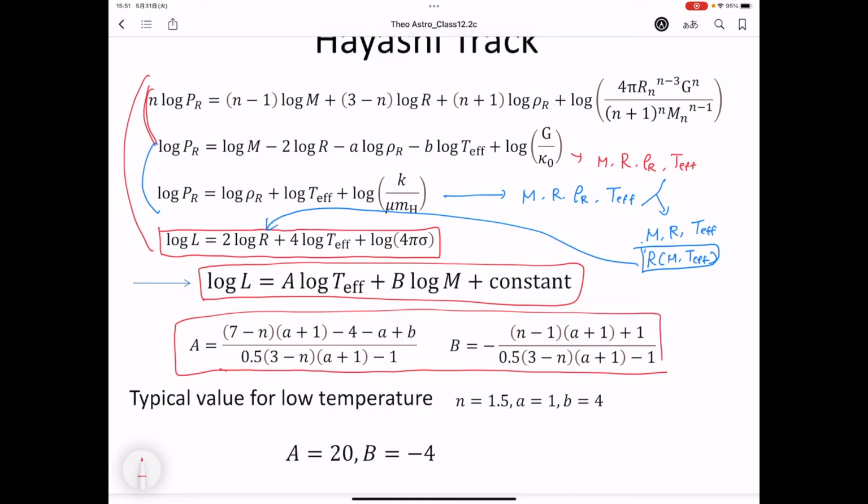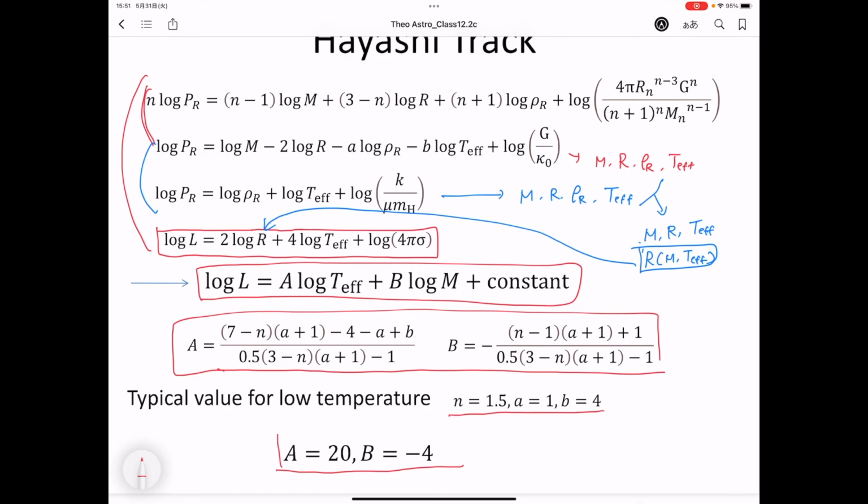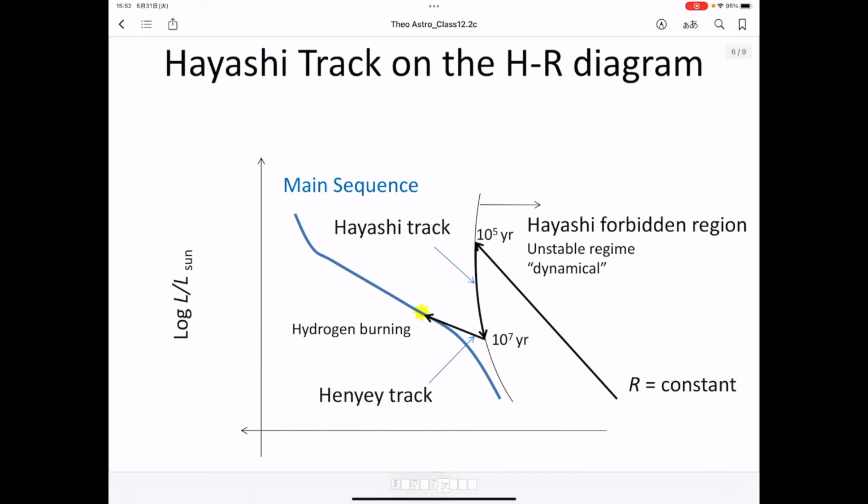If you substitute the typical values for low temperatures, n equals 1.5, a equals 1 and b equals 4, then you can easily calculate that capital A is 20 and B is negative 4. Now we are ready to plot this on the HR diagram. The important point is that A is a really big number, so you can easily imagine that you would expect a nearly vertical curve on the HR diagram. We call such a nearly vertical curve the Hayashi track, because this path was discovered by Hayashi.